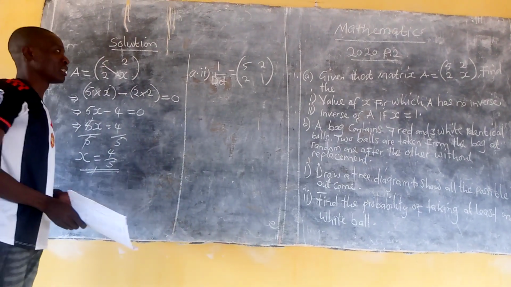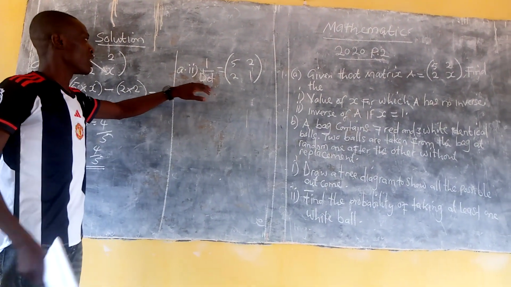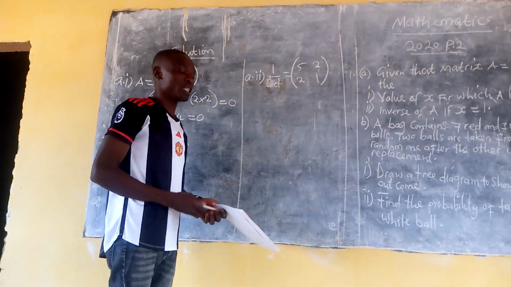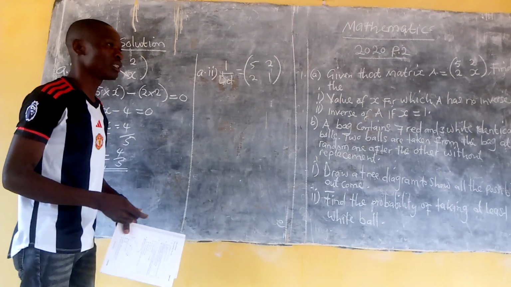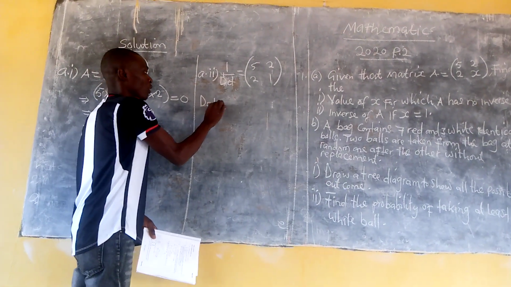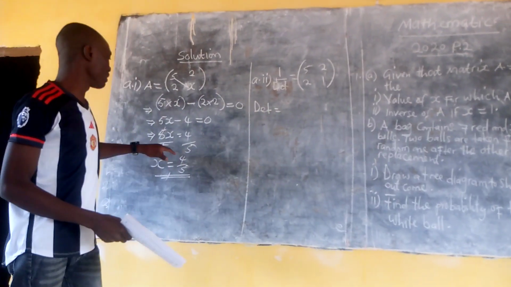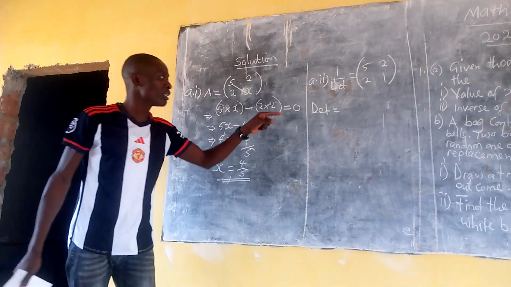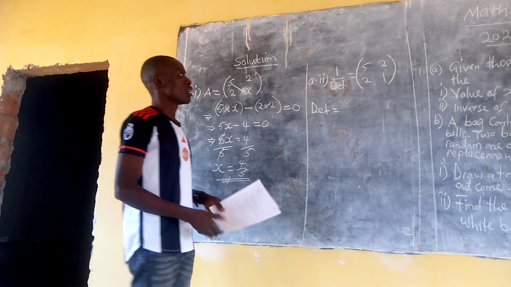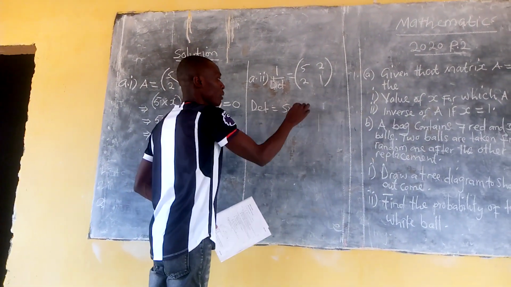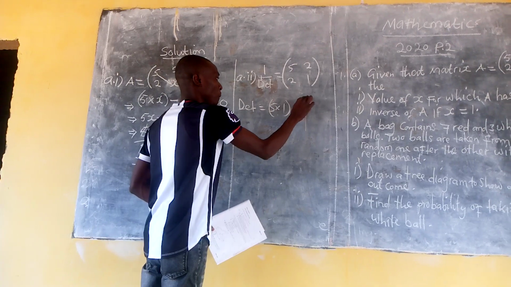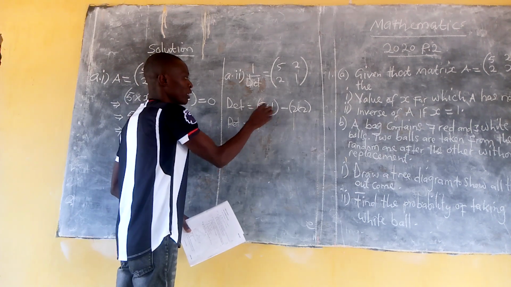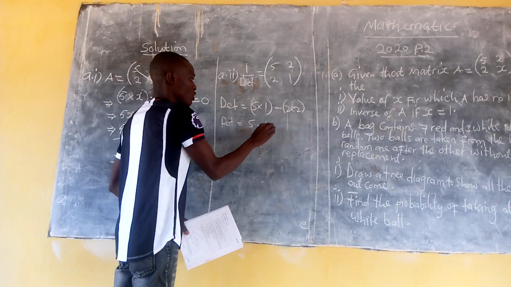So now how do we find the inverse? This is the way we find the inverse. Now we don't have the determinant yet, so how do we find it? The determinant of any matrix is found the same way we found the value of X. So we say 5 multiplied by 1, minus 2 multiplied by 2. Therefore the determinant will be 5 minus 4.